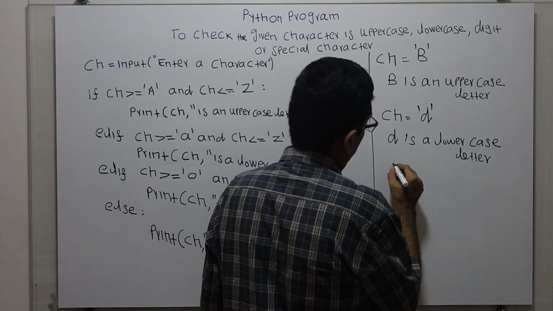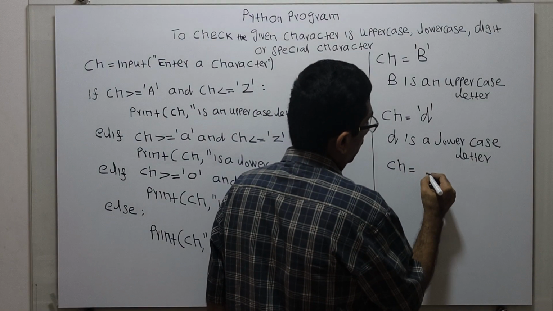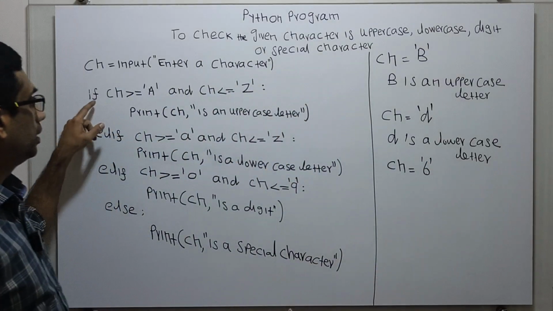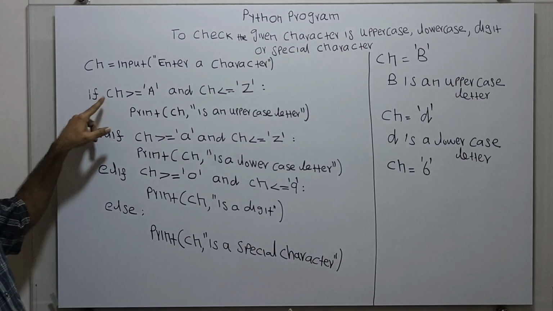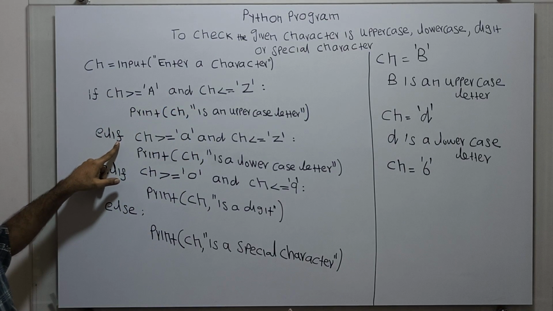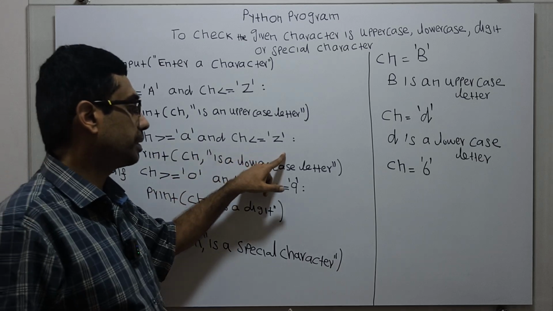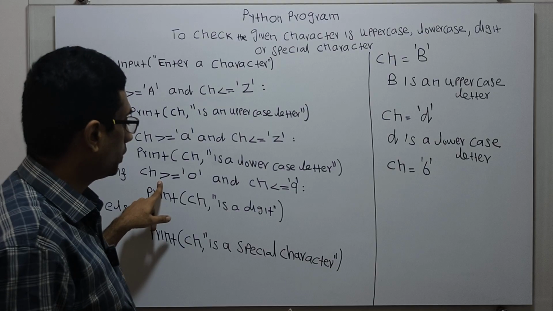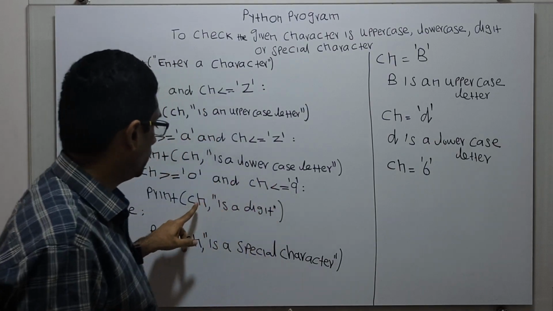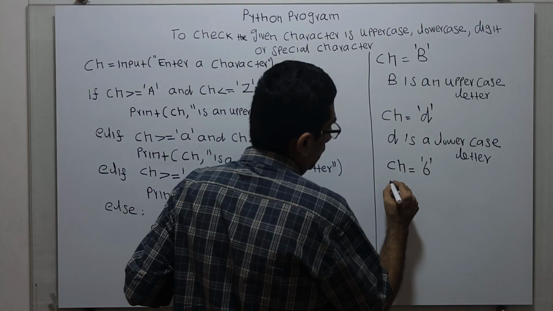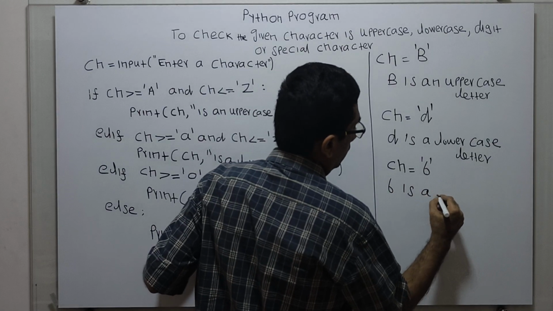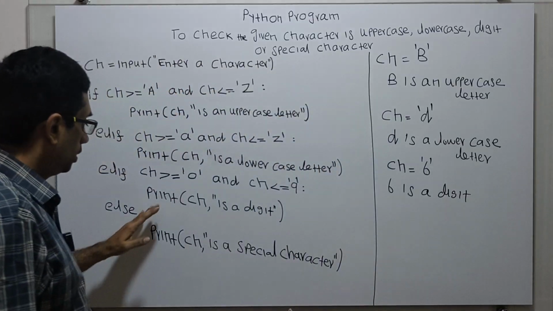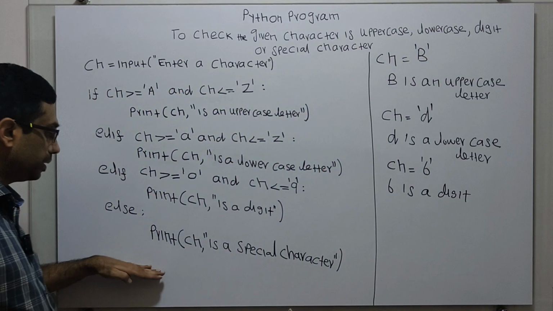Now I am executing the program again. Now I am giving ch equal to 6. In this case, the if condition is false, it is not in the range of capital A to Z. This elif is also false, it is not in the range of small a to small z. And we come to this elif, it will check 6 greater than or equal to 0 is true and less than or equal to 9 is true. It will print ch is a digit. So I will get an output 6 is a digit. Then control will come out of the statement after the else, the program will halt.